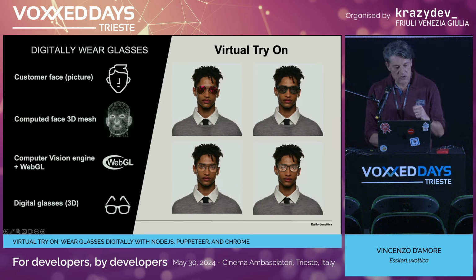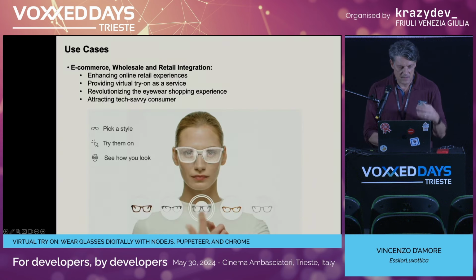Our computer vision system puts together the 3D mesh of the user with the user photo and the 3D glasses. Together with the WebGL-based viewer, we manage the web camera flow and the glasses 3D models. And voila, our users are able to virtually wear our glasses.